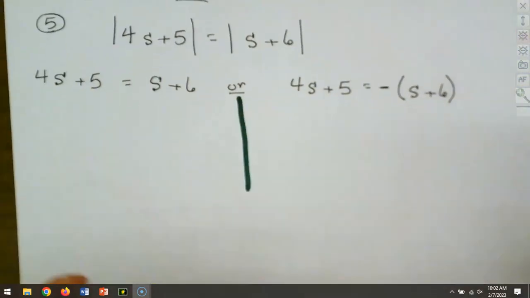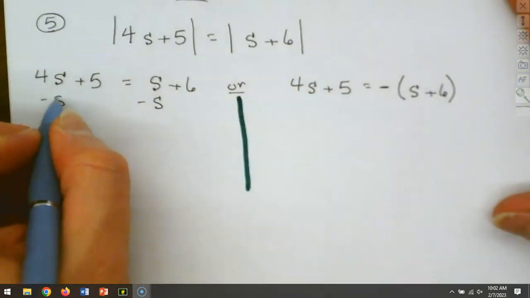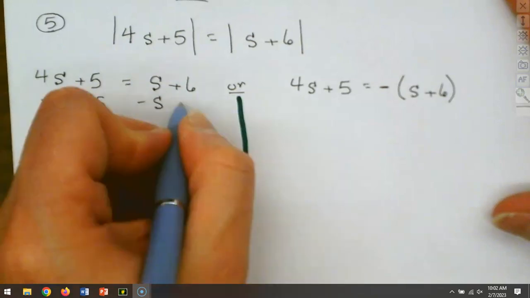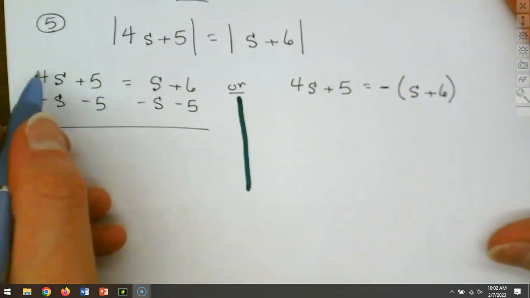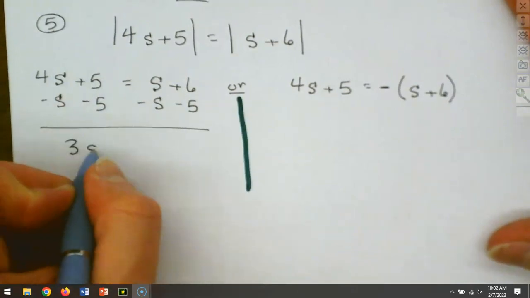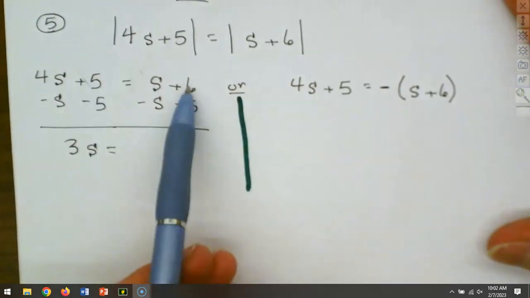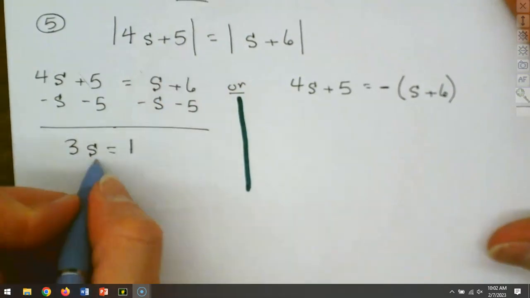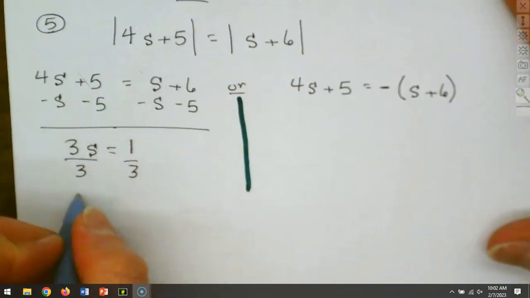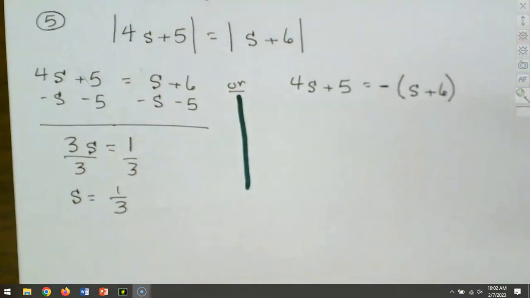Okay, so let's go ahead and finish this out. Move things around and solve it. So we're going to move that s over and move the 5 over. So 4s minus s, that leaves you then with a 3s. The 5s cancel, the s's cancel, and 6 minus 5, that's a 1. Divide by our 3, and now we've got our first solution, which is s equals 1/3. So there's the first one.